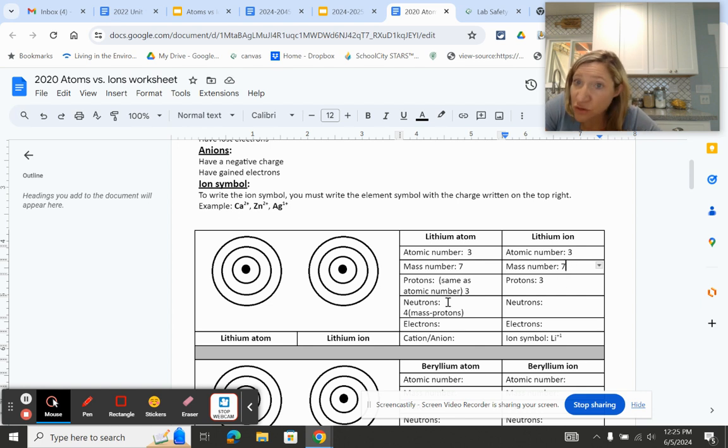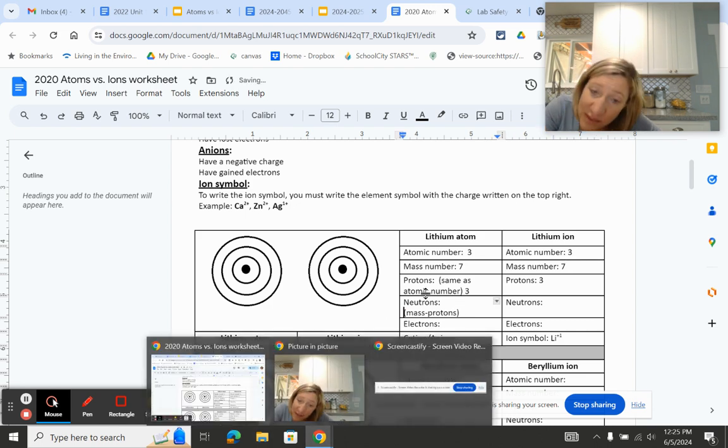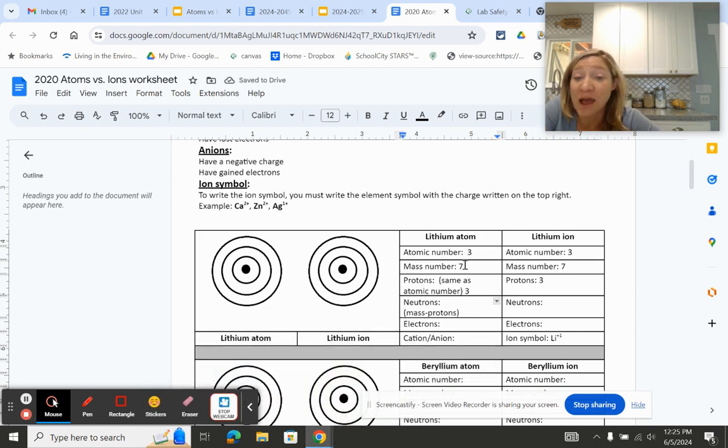The nice part about neutrons, and notice that protons and neutrons are the things that are in the nucleus. Okay, protons and neutrons. Protons positive, PP. Neutrons neutral. Okay, they don't have a charge. And I get the neutron number by taking my mass minus my protons. So 7 minus 3 gets me my neutrons.